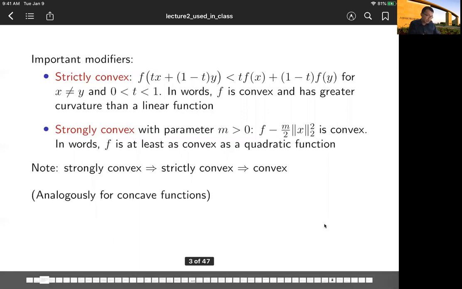So this ensures that this function f has at least a little bit of curvature everywhere. Strongly convex functions, on the other hand, is something that's even stronger than strict convexity, where we require that if we subtract a quadratic function from the function f itself, then it remains convex, right? So any strongly convex function is also strictly convex and also convex, right?